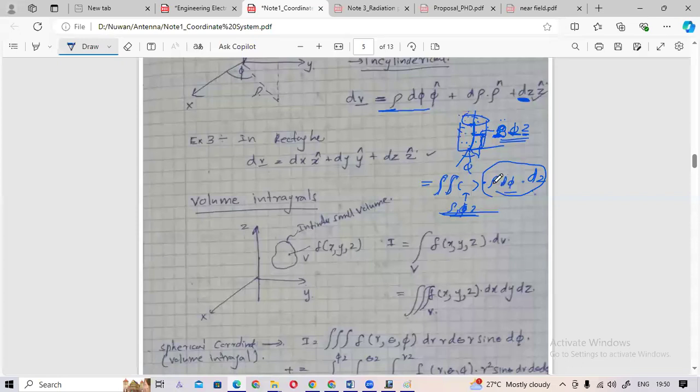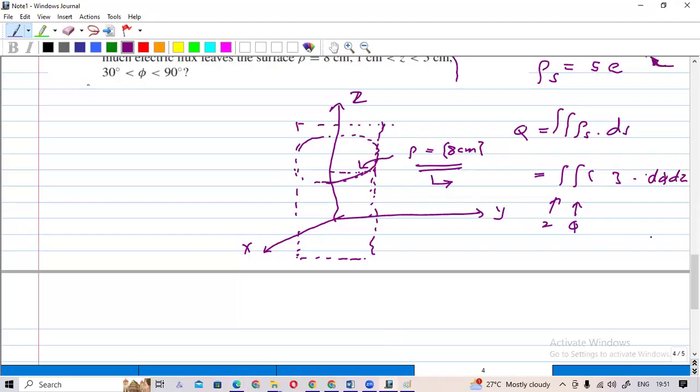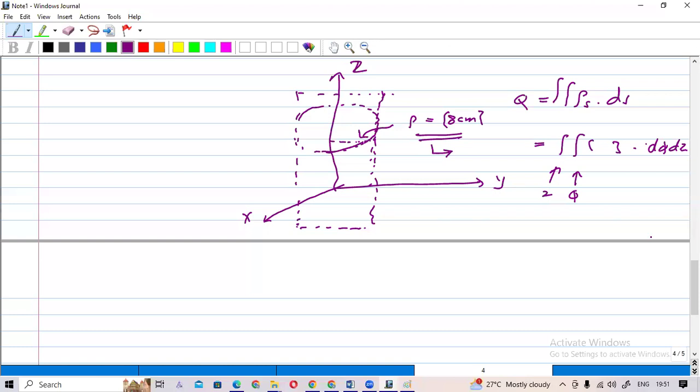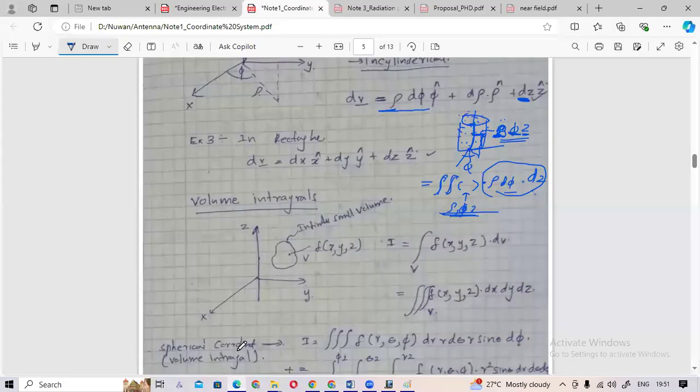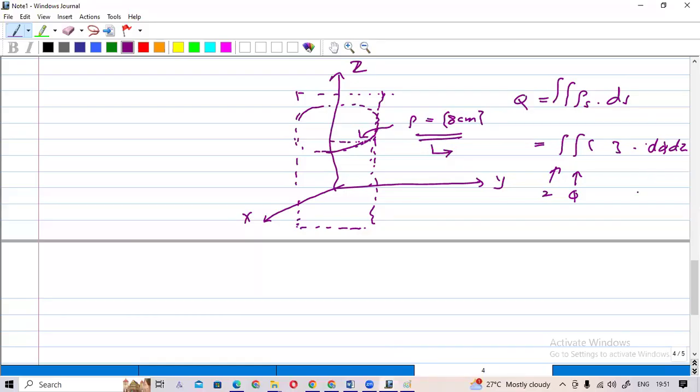Rho is a constant, it is not a variable. So you have to do the integration with respect to phi and z along with rho. I think I have written it correctly: d phi and dz, but this phi comes along with rho. So rho d phi dz.